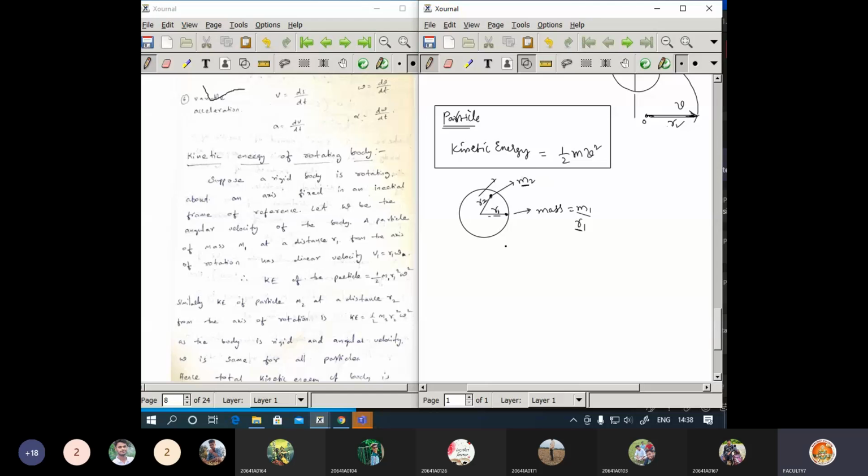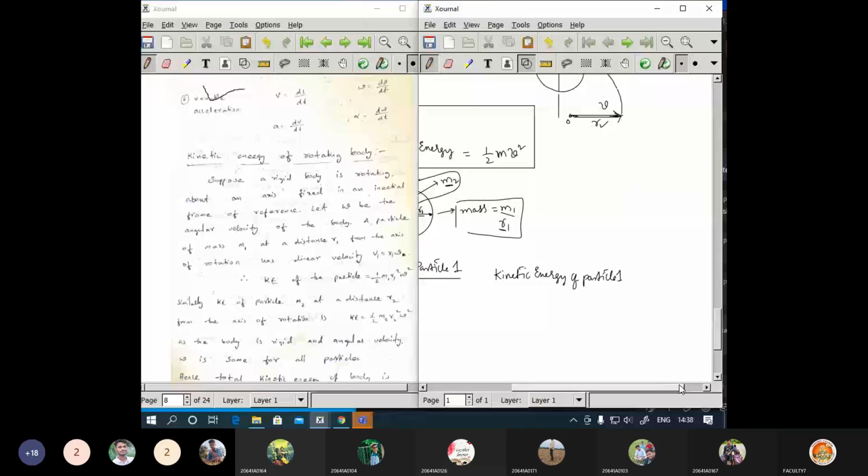Now let us go with the kinetic energy expression. This is for particle 1 and this will be for particle number 2. Now for particle number 1, what is the kinetic energy of this particle? Can you give the expression now? Anyone? The kinetic energy is given as half m v square.